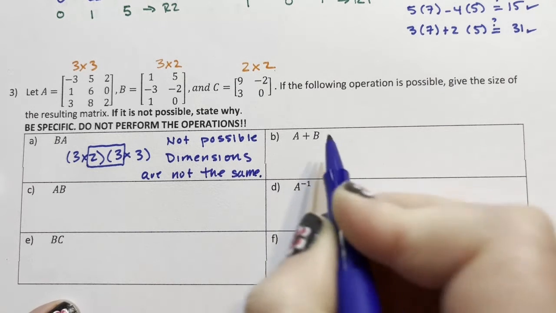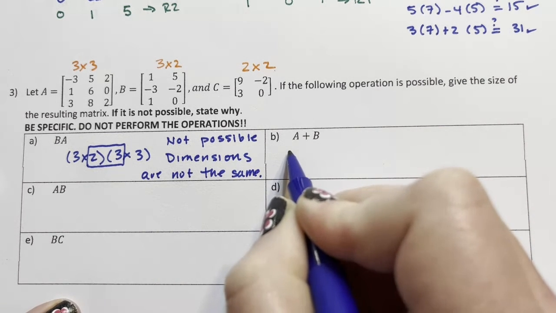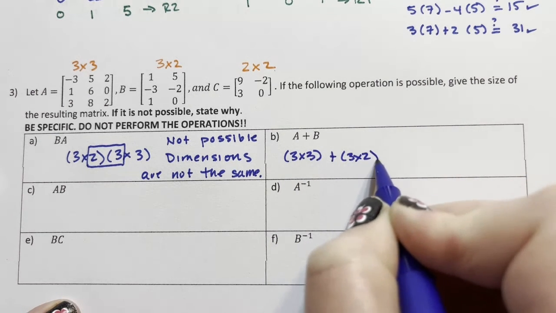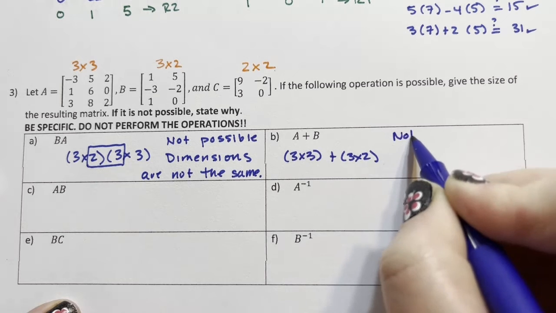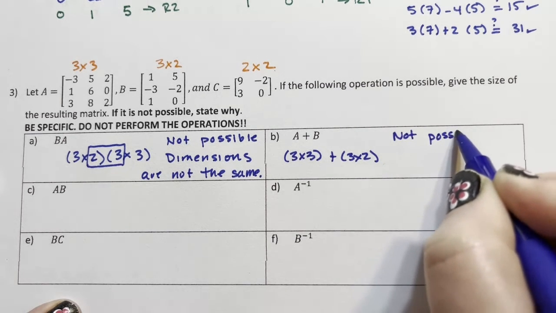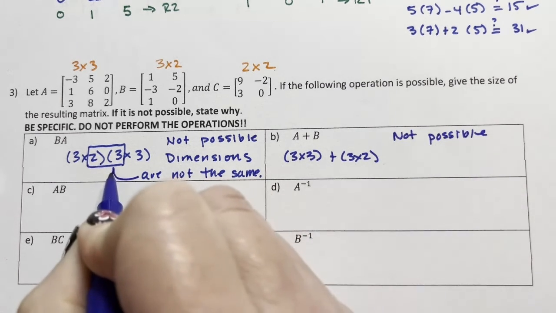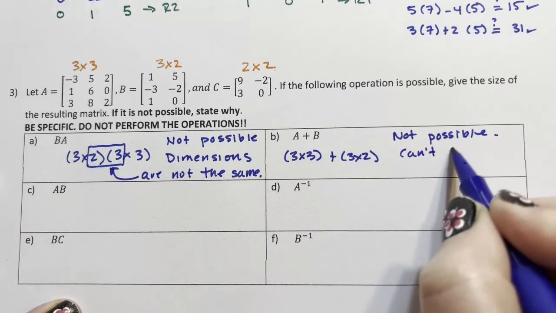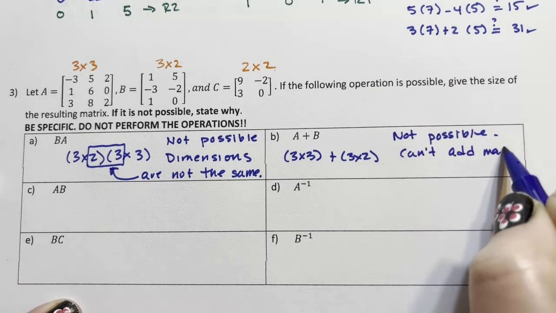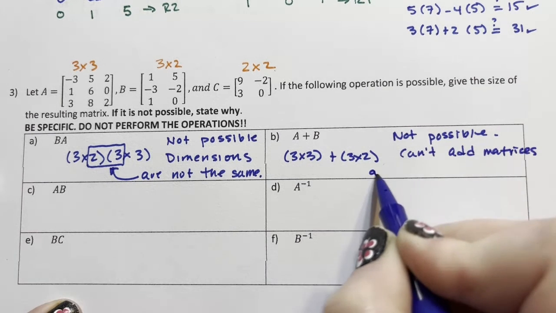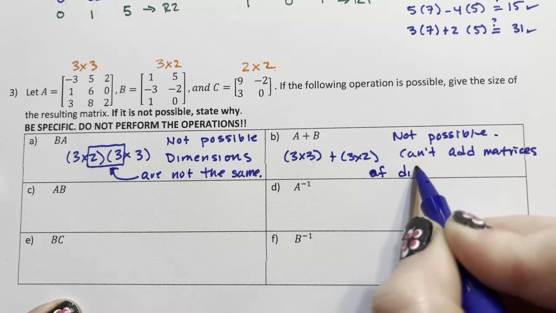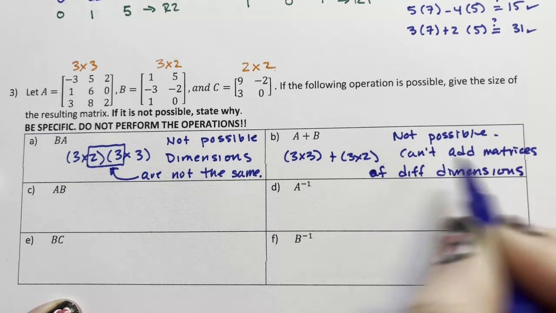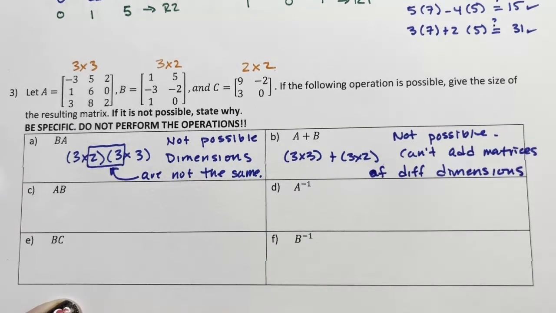Okay, A plus B. A is a 3 by 3, and we're trying to add a 3 by 2. Again, this is not possible. Not the same being right there. Here it's again, can't add matrices of different dimensions. So none of these could be added or subtracted.